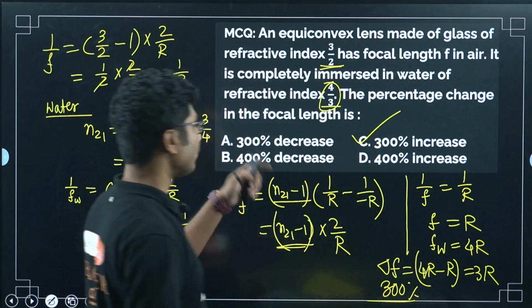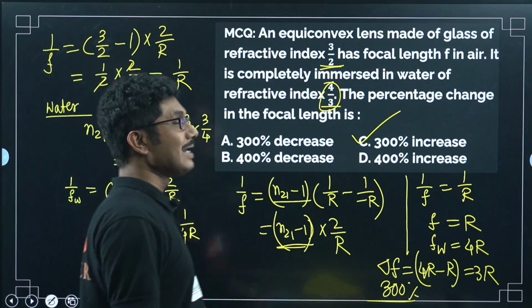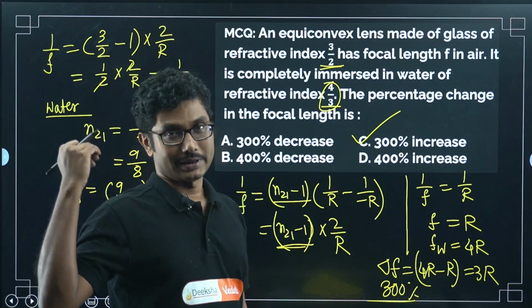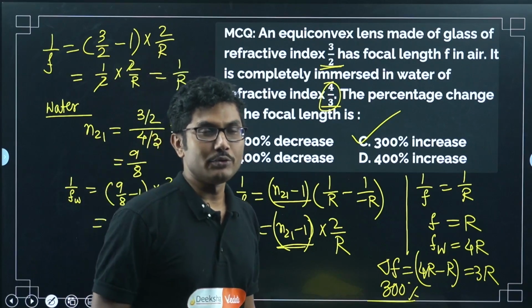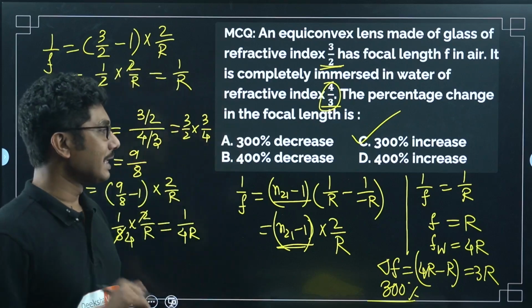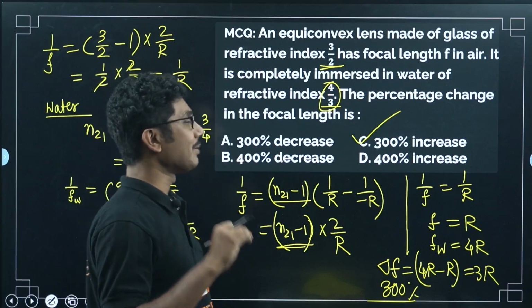Okay, don't confuse this with 400%, because if the focal length changes, then the new focal length will be 400% of the previous value. But what is the increase? Then you have to subtract the initial value, and only then can you calculate the increase. So this is a mathematics lesson as well as some physics.